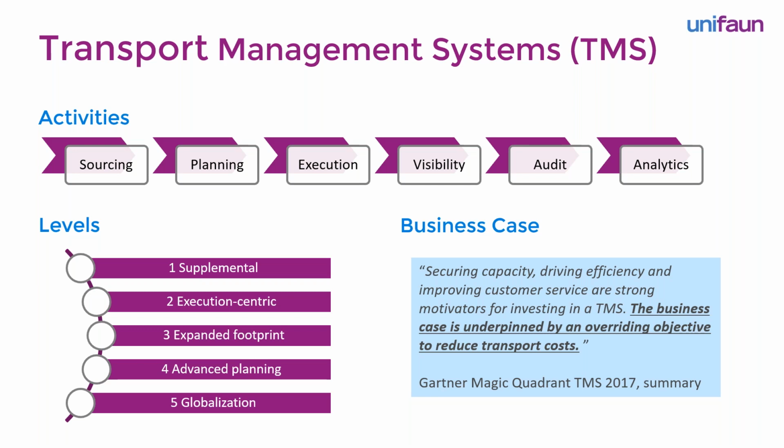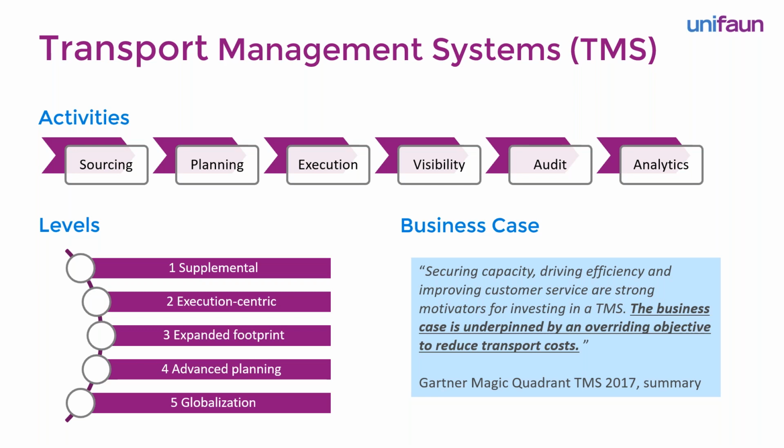But as you can see, there's a number of activities that a TMS system might cover and support from sourcing via planning to execution, which is the actual booking and printing, visibility, so basically seeing what's happening as it happens, and also after it happened, the audit step, which is to understand the cost and to support the payment of freight and freight cost follow-up, and analytics, which is really working with the data that the preceding steps have generated to understand the business and find improvement.